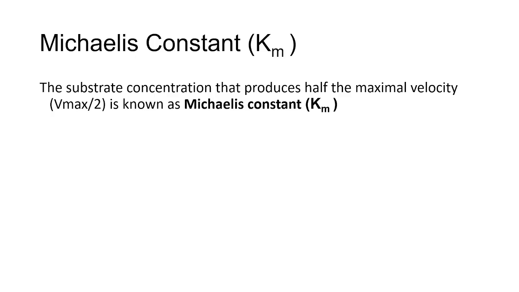So what does the Michaelis constant or Km tell us? Basically it's the substrate concentration that produces half the maximal velocity, where Vmax by 2 is known as the Michaelis constant. So there is a Vmax value, and the point of substrate concentration at which the velocity is half of its maximum value is known as the Michaelis constant.